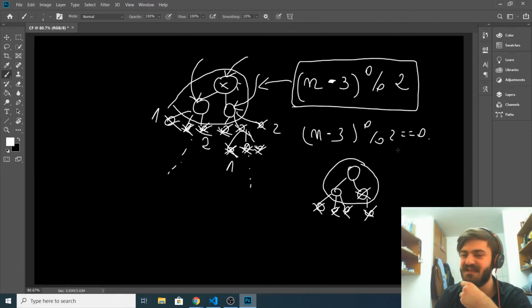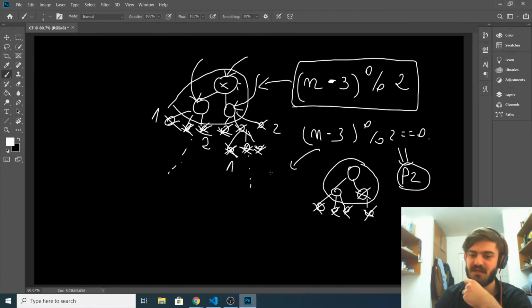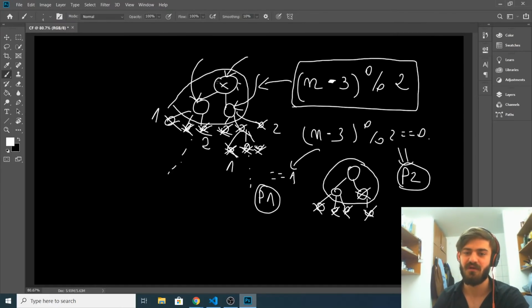So if this is even, player 2 wins. If this is odd, so equals 1, player 1 wins. And this is how you solve the scenario in which you have only 2 sons. And then I'm thinking about, what's the difference between this scenario and every other scenario?